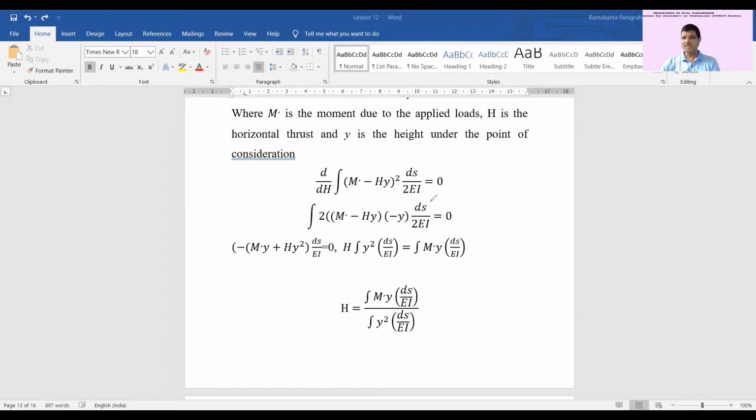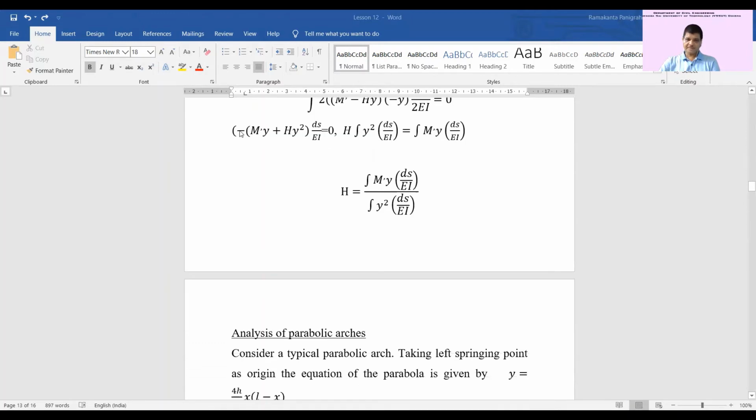Once you find the horizontal thrust, the vertical reactions only depend on the vertical loads. You can directly find the vertical reactions, and then you can find the bending moments, shear force, or any other requirement, such as radial shear and normal thrust. Everything can be calculated in the case of a two-hinged arch.